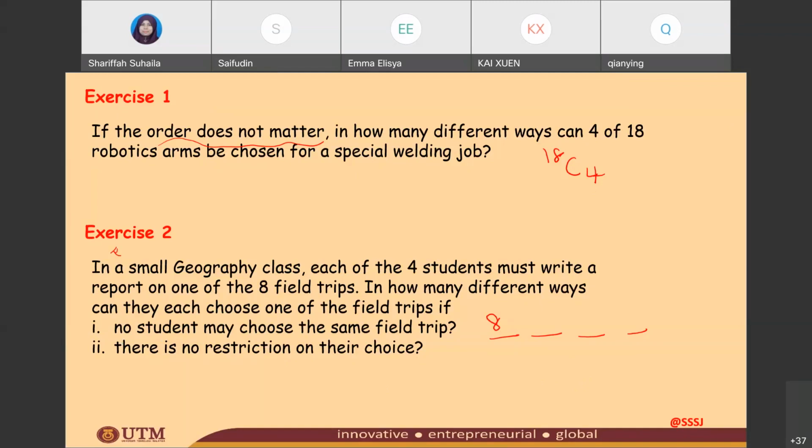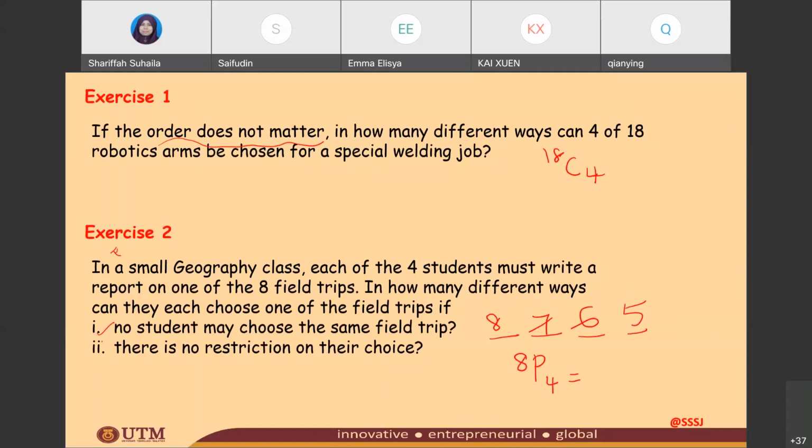Okay, so this one, maksudnya kat sini kita ada 4 student. No student may choose the same field trip. So let's say the first student already chose 8. Second student tinggal choice dia 7 je. The third student 6. The last one 5. So actually dia punya ni ialah 8 times 7 times 6 times 5. Okay.